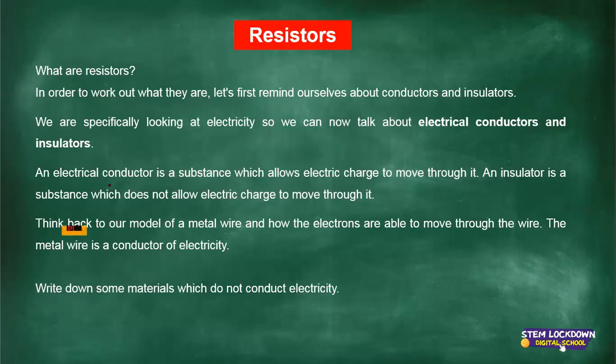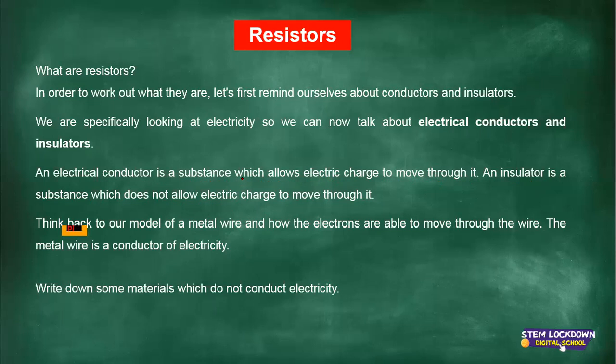An electrical conductor is a substance that allows electrical charge to move through it. And an insulator is a substance which does not allow an electrical charge to move through it.